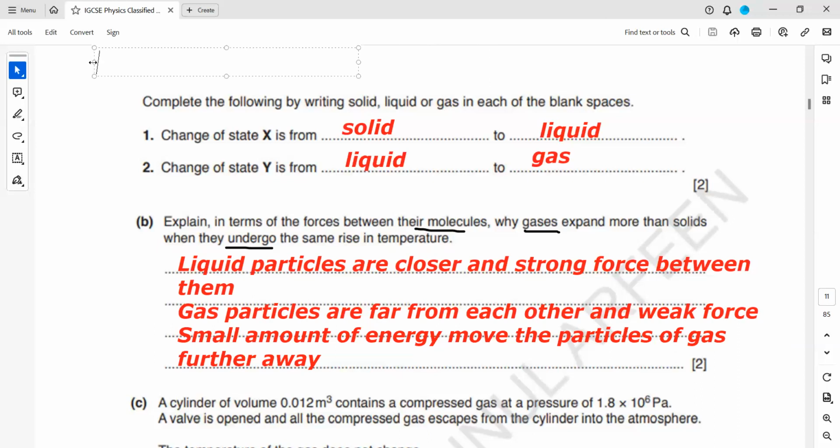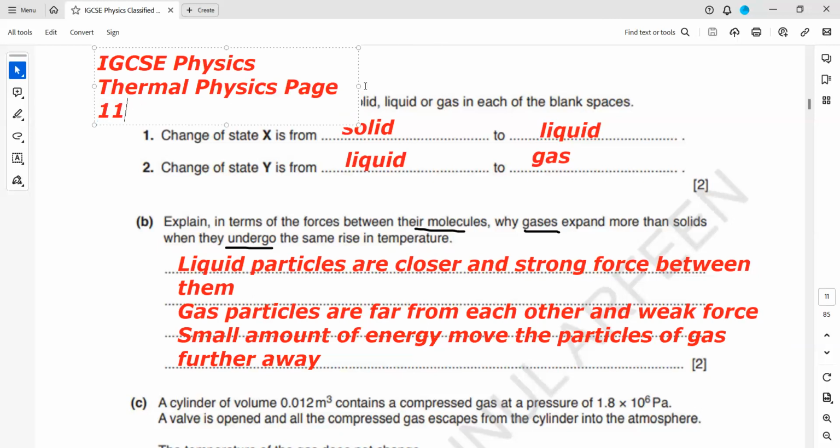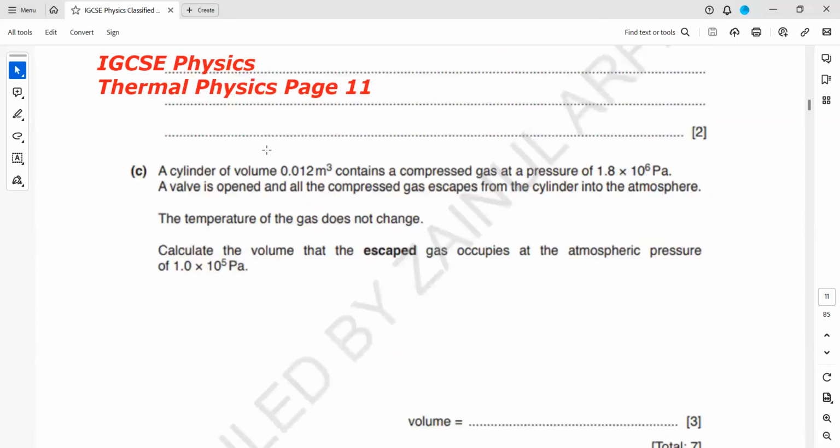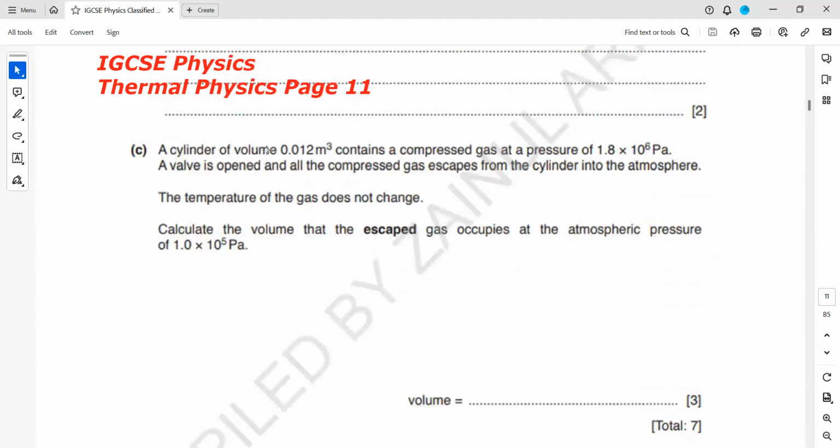This one is page 11. The next is related to the gas laws, Boyle's law. A cylinder of volume 0.012, so we have the volume V1, containing a compressed gas at a pressure of 1.8 exponent 6 Pascal. So that is the initial pressure P1. The valve is opened and all the compressed gas has escaped from the cylinder into the atmosphere.